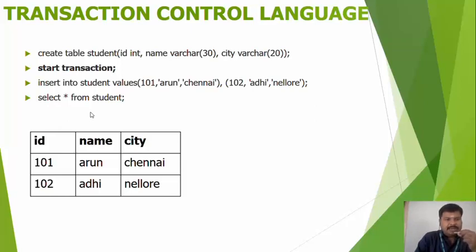START TRANSACTION is the first command given for transaction control language. Then what you are going to do? DML, that is inserting student values. You are giving 101 as the first ID, Arun as the name, Chennai for the city, VARCHAR of 20. Another data is 102, Tirunelveli. So both have been given. So the table is created.